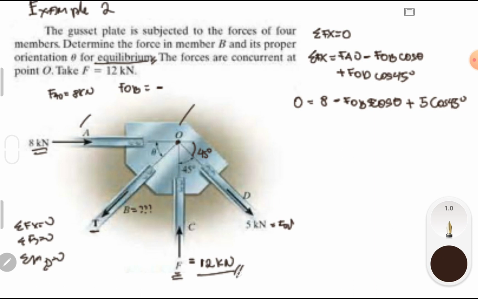Okay? So therefore, I may say that my FOB cosine theta, so I will just transpose that, is equal to 8 plus 5 cosine 45, which is equal to 8 plus 5 cosine 45. It is equal to 11.53.